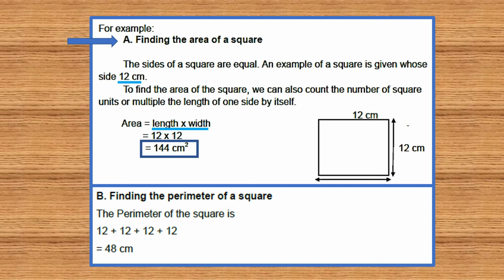How about letter B? Finding the perimeter of a square. The perimeter is equal to 12 plus 12 plus 12 plus 12. What is the answer, class? Very good. The perimeter of the square is 48 centimeters. That is the answer for letter B.